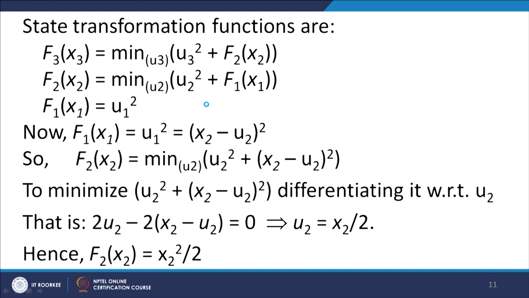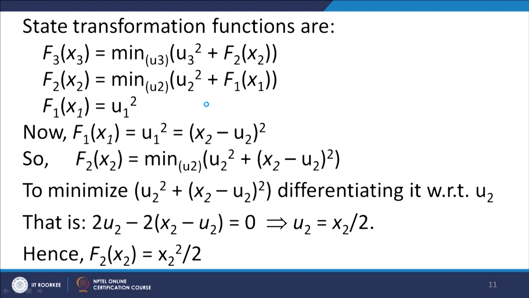Then come the state transformation functions. We define them as follows: f3 x3 is equal to the minimum over u3 of u3 squared plus f2 x2. This is the definition as I have explained previously, and similarly f2 x2 is equal to the minimum over u2 of u2 squared plus f1 x1, and finally f1 x1 is equal to u1 squared.